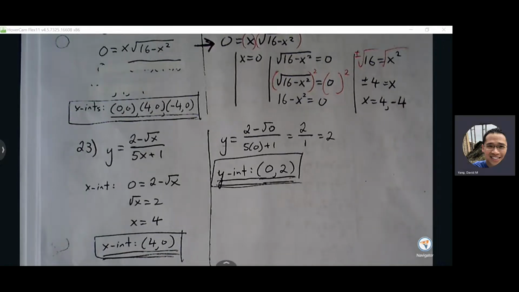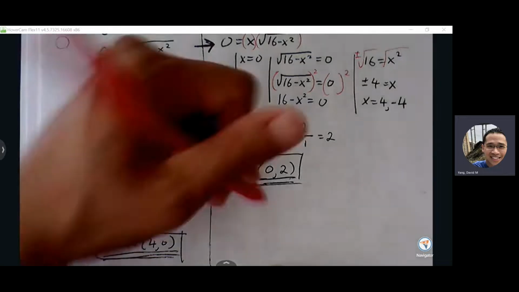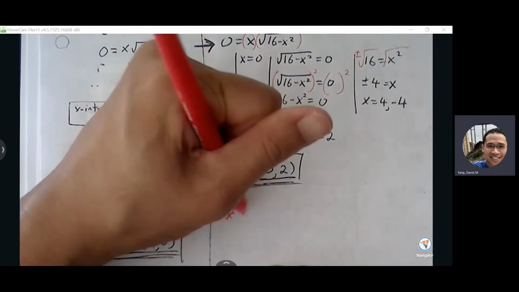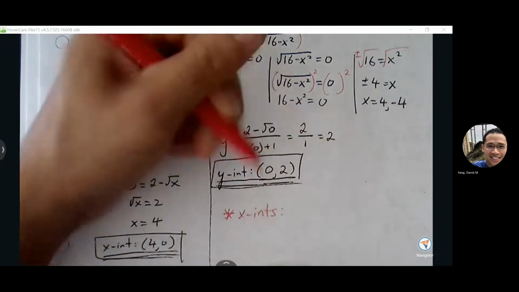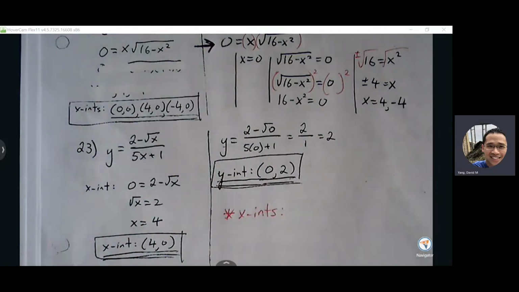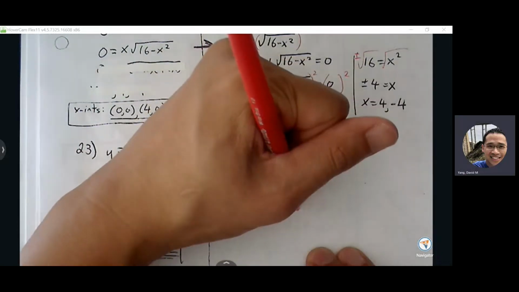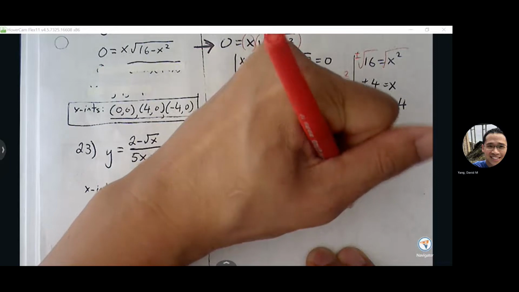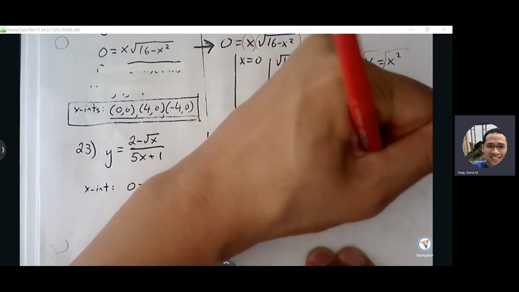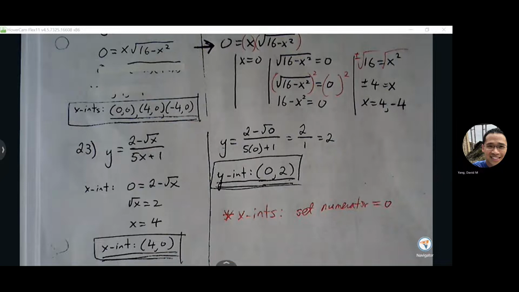And then as a reminder, for 23, anytime you're looking for x-intercept and you have a fraction to deal with, you're just going to set the numerator equal to 0. You're not going to worry about the denominator. If you set the denominator equal to 0, that's something else. That's the hole or asymptote.